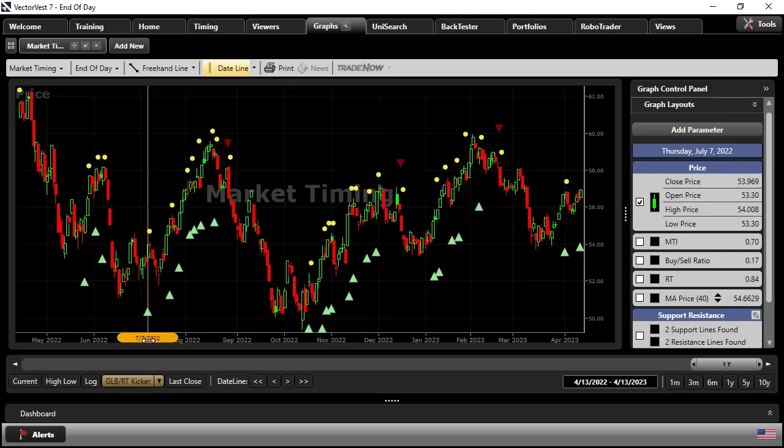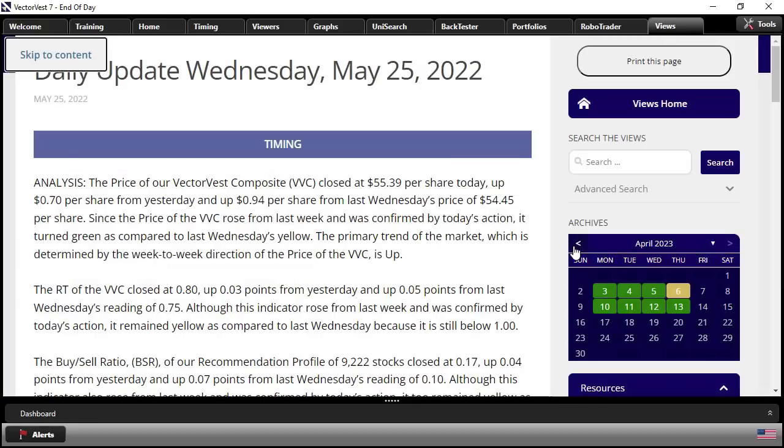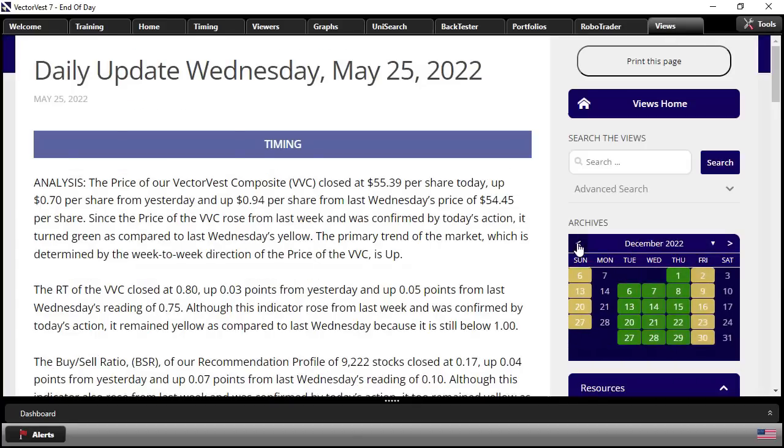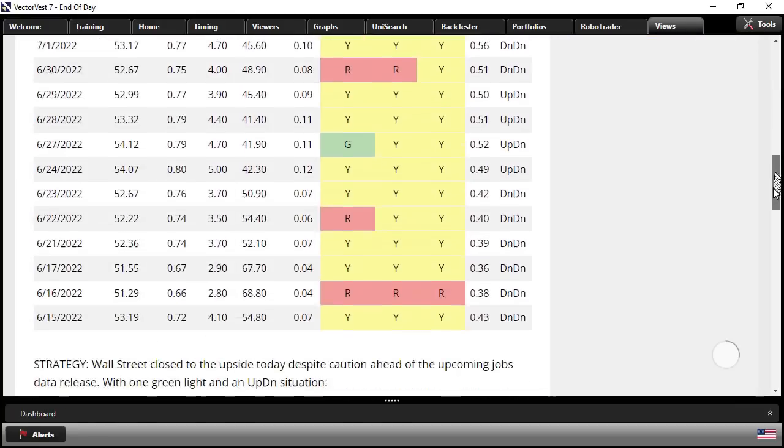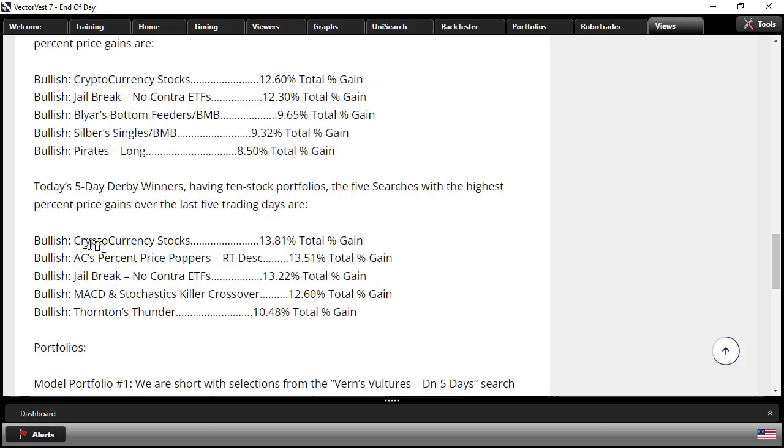Checking in with the views, let's see what our top Derby search was. Going back to July 7th. Our top performing 5-day search was cryptocurrency stocks, also performing on a 1-day basis. But I can't in good faith suggest you load up your portfolio on crypto stocks. Dabble if you like, but I'm going to use the second place performer, Jailbreak, which was a 5-day performer continuing to perform. So let's go back to the market timing graph.